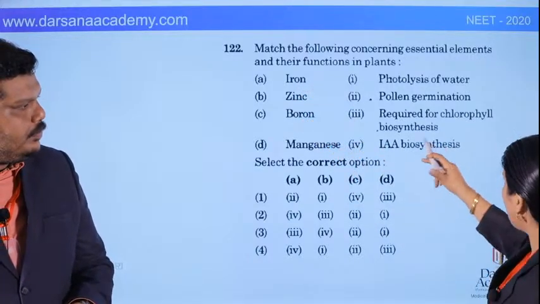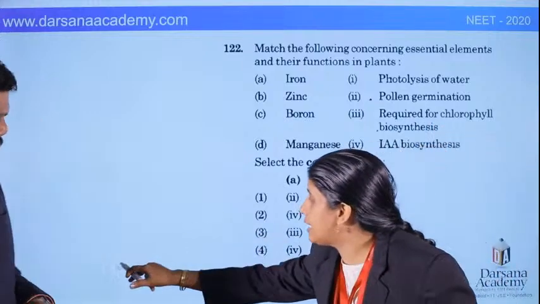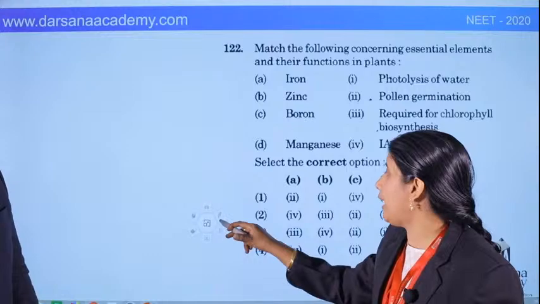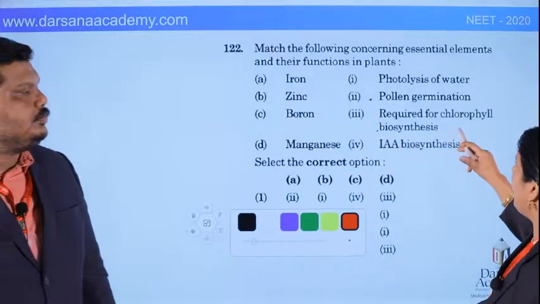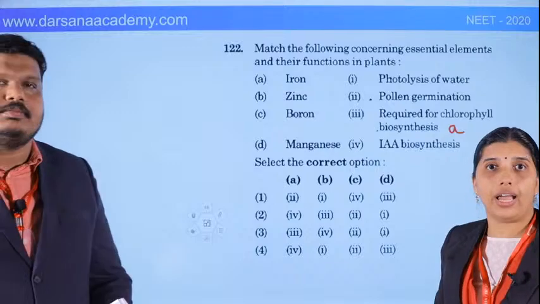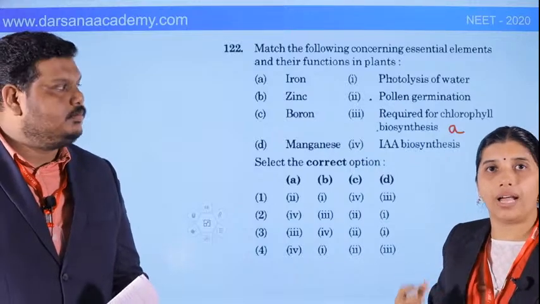Yes, of course, the option is there: required for chlorophyll synthesis, this is iron. And also, what is the other importance of iron? We know that iron is a micro element required by plants in greatest amount.